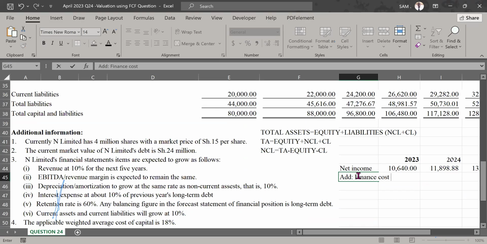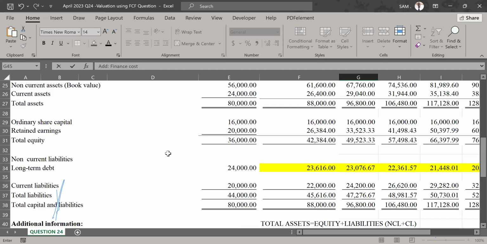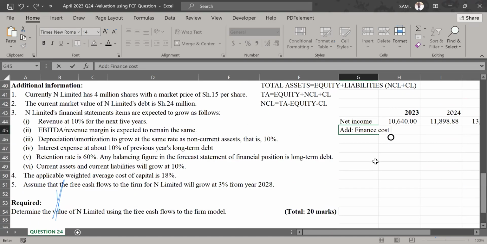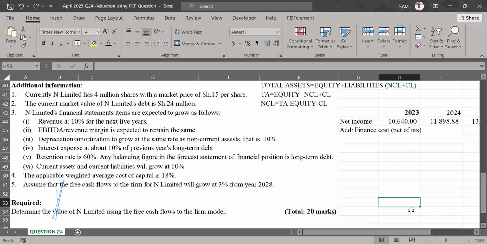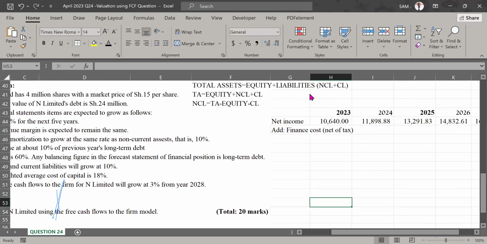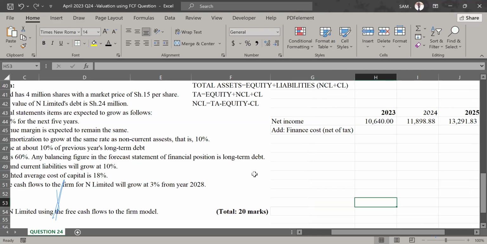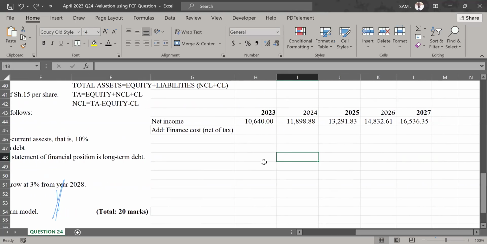But I hope you remember the finance cost we are adding back is a finance cost net of tax. I want you to get that part very well. Net of tax. So let me just put it in brackets, net of tax. That is very important. We make sure we add it back net of tax. Let me do some adjustment here. Those cells, I don't want to do an automatic adjustment because it will interfere with the alignment here. So I leave it at that. Good. So net of tax.